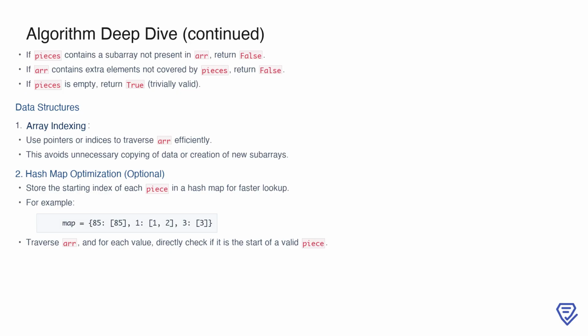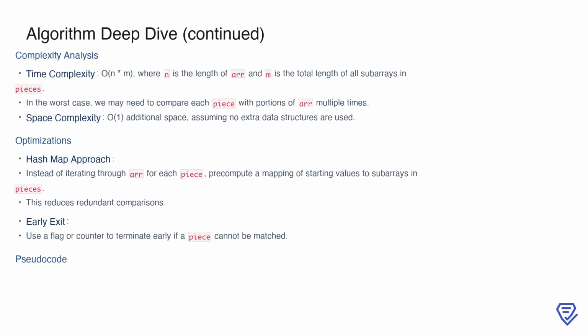The data structures we use can play a significant role in optimizing our approach. Using pointers or indices to traverse ARR allows us to efficiently check for matches without creating unnecessary copies of subarrays. Additionally, a hash map can be used to store the starting value of each subarray in pieces, enabling faster lookups when traversing ARR.